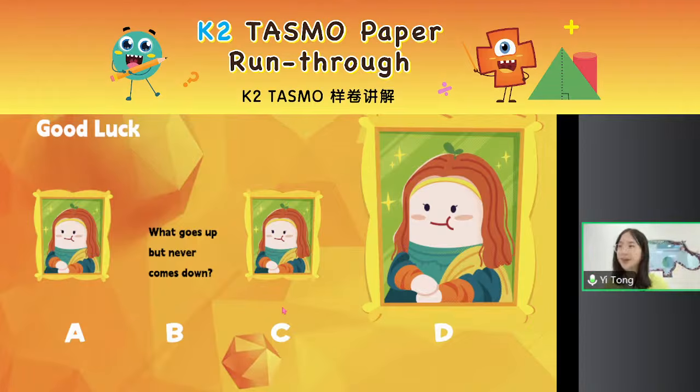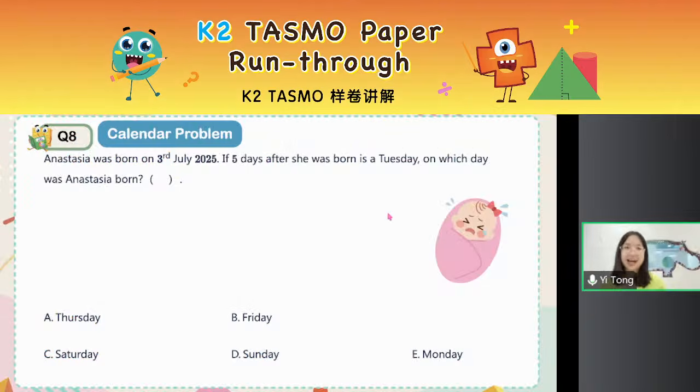How many do we grow older every time? It's how many? 1 each time. We also have an age problem. Do you still remember? Let's check it out, okay? Now, calendar problem. Anastasia was born on 3rd July 2025. If 5 days after she was born is a Tuesday, on which day was Anastasia born?